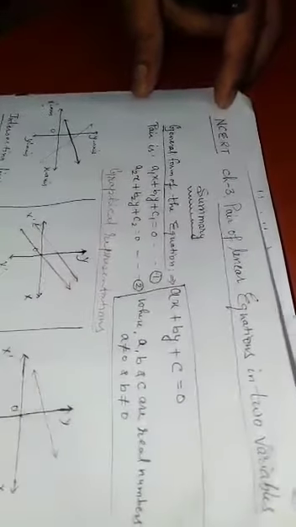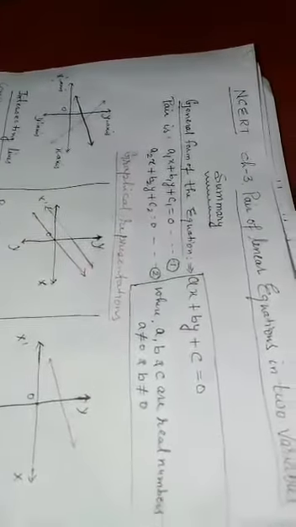Chapter number 3 of NCERT, pair of linear equations in two variables. Summary. I am going to explain all the things very briefly.